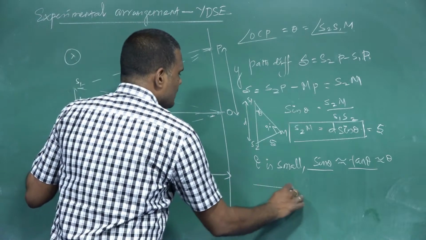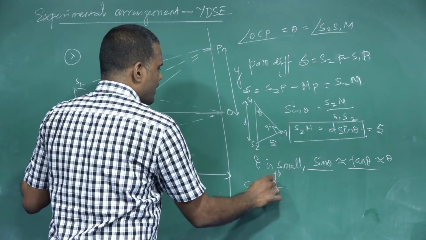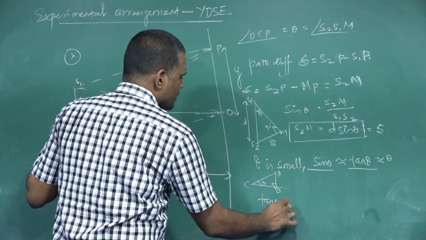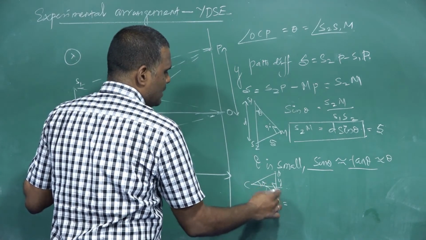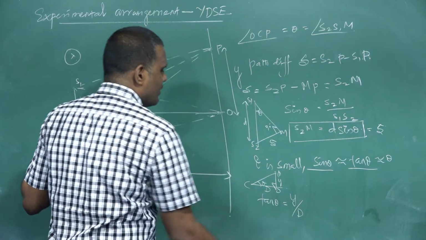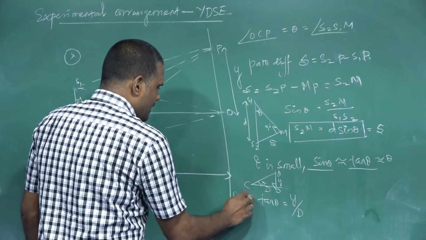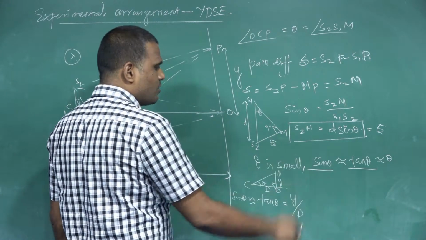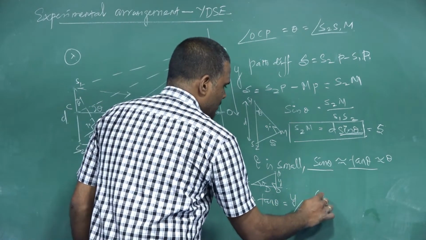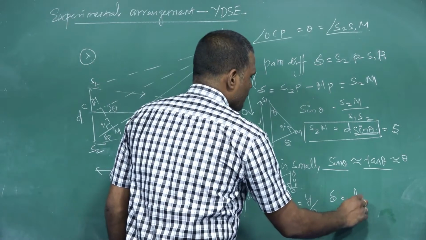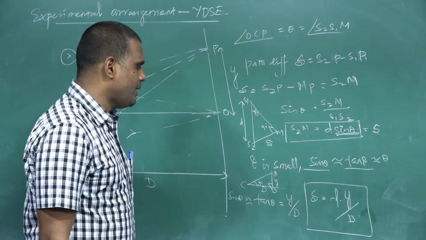From the triangle OCP, we can say tan of theta is equal to the opposite side y divided by the adjacent side, let us say capital D. So sine of theta is approximately equal to tan of theta, which is equal to y by D. Instead of sine theta, I am going to substitute y by D. So the path difference delta is equal to d y divided by capital D.